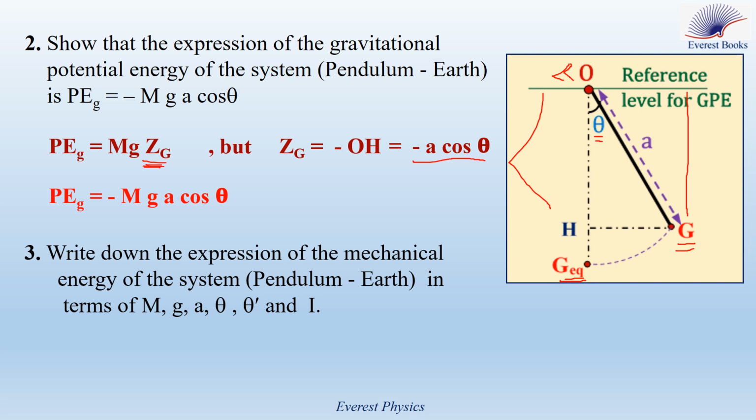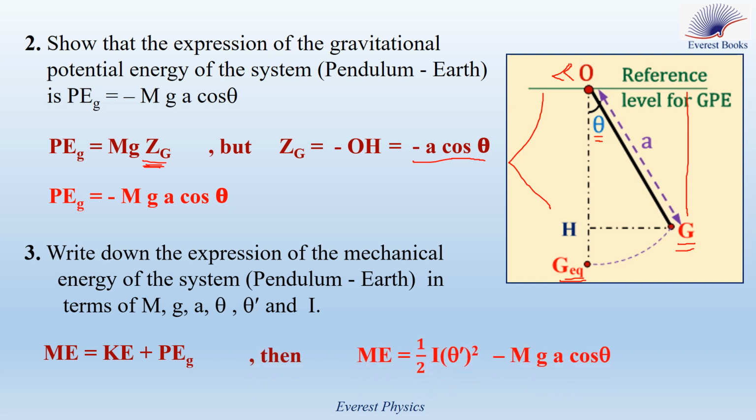Write down the expression of the mechanical energy of the system pendulum-Earth in terms of m, g, a, theta, theta prime and I. The mechanical energy is equal to the kinetic energy plus the potential energy. The expression of the kinetic energy is found in the previous slide. It is 1/2 I theta prime squared. And the expression of the potential energy is found in this slide, and it is minus mga cosine theta.